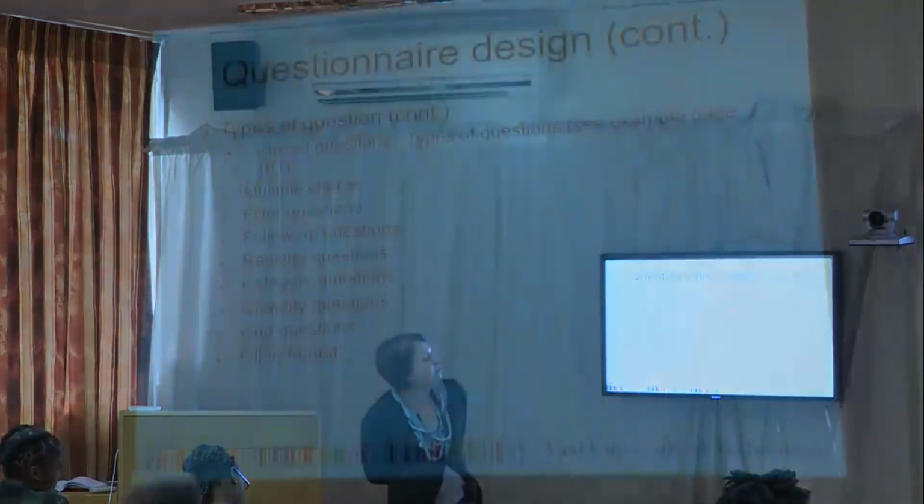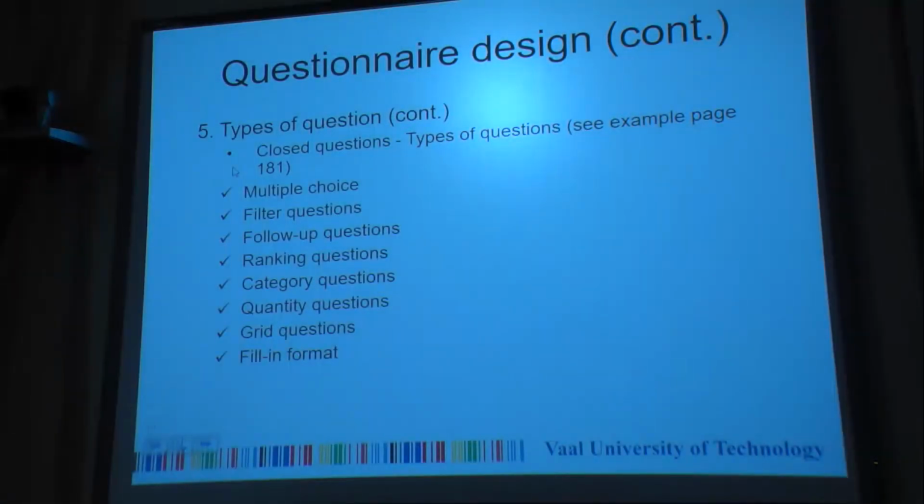Closed-ended questions. There we have multiple choice questions, for example. You can look on page 181. There are various examples of a multiple choice question, but the crux of a closed-ended question is that you, as a researcher, give the answers. So they must indicate on the answers that you give.